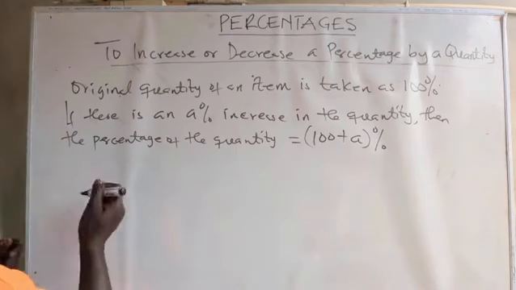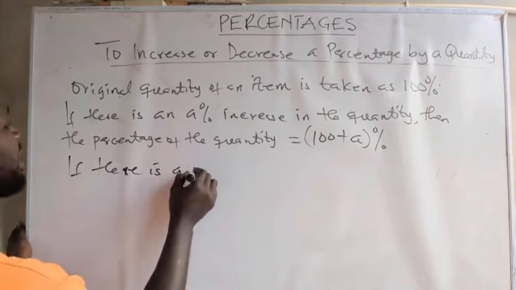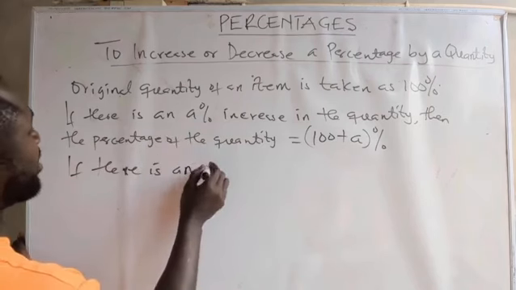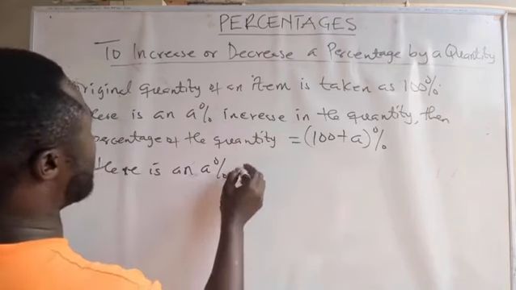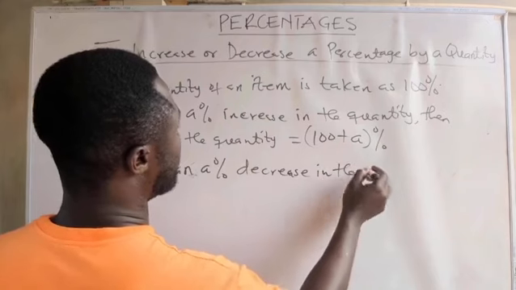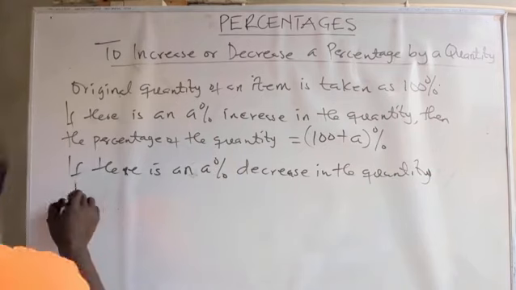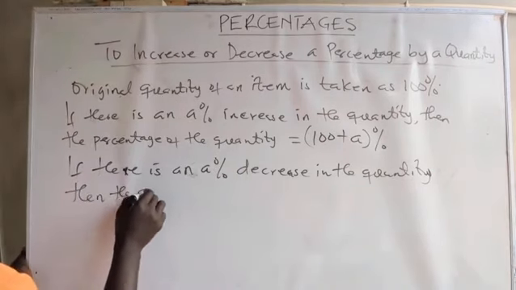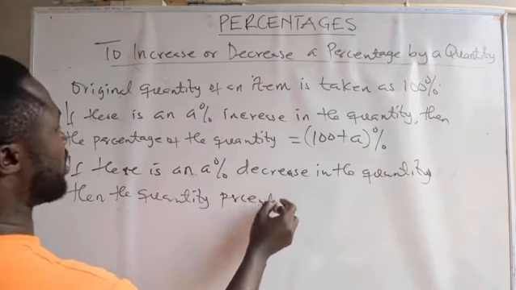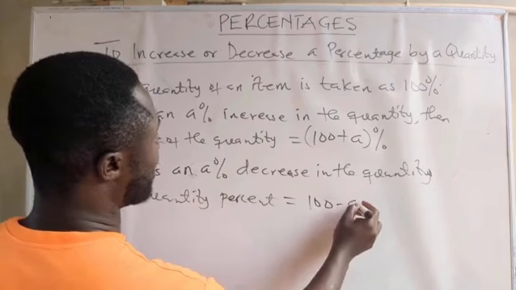In the same way, if there is a decrease, if there is an 8% decrease in the quantity, then the quantity percent will now be equal to 100 minus what? The A.